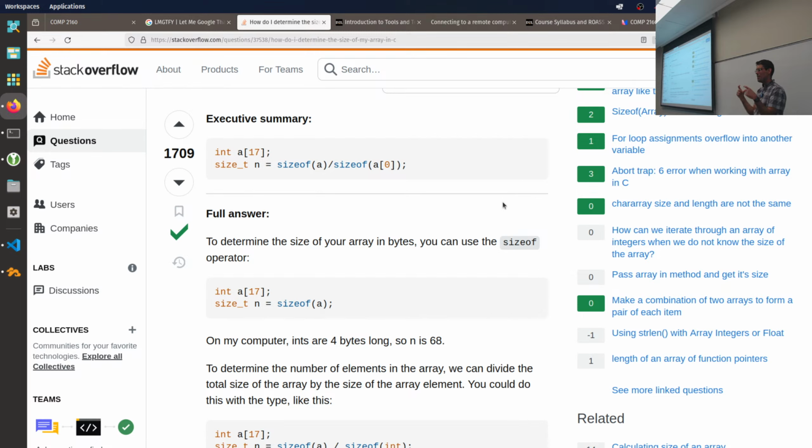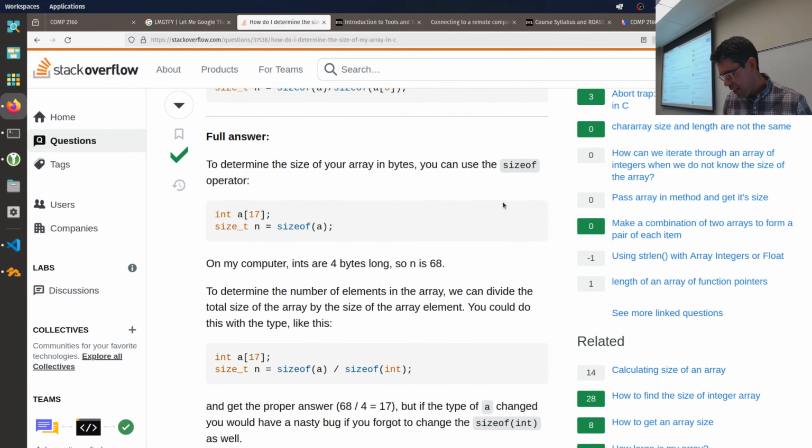I already know how long it is, but I can also ask the same question. In the general case, this is wrong. It doesn't work. In the general case, if you're doing things like passing an array to a function, this doesn't work. It just doesn't work.